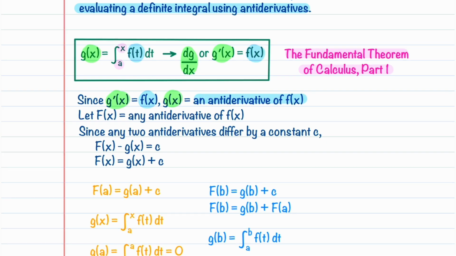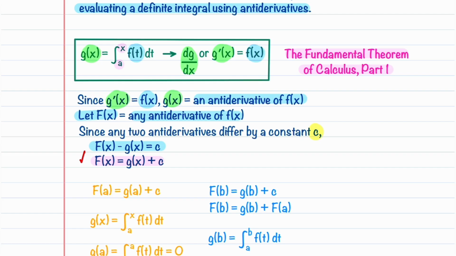To get to the Fundamental Theorem of Calculus Part 2, we have to complicate this a little bit, and we're going to let a function capital F of x be any antiderivative of little f of x. And we're going to compare this to g of x. Since any two antiderivatives differ by a constant c, we can say that capital F of x minus g of x is equal to a constant c. We can then rearrange terms and say that capital F of x is g of x plus c. I'm going to put a red check here because we're going to come back to this a couple of times.